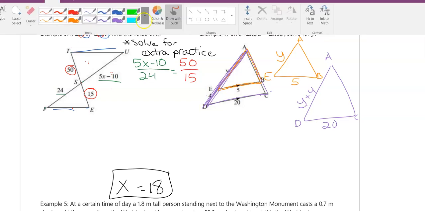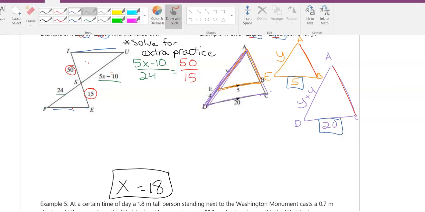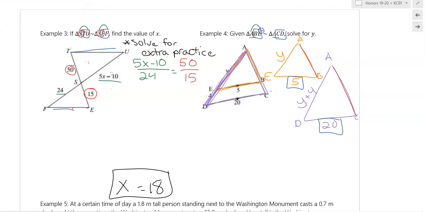So now, A to B, A to C, there's nothing on those sides. B, E, and C, D. And then A to E, and A to D.